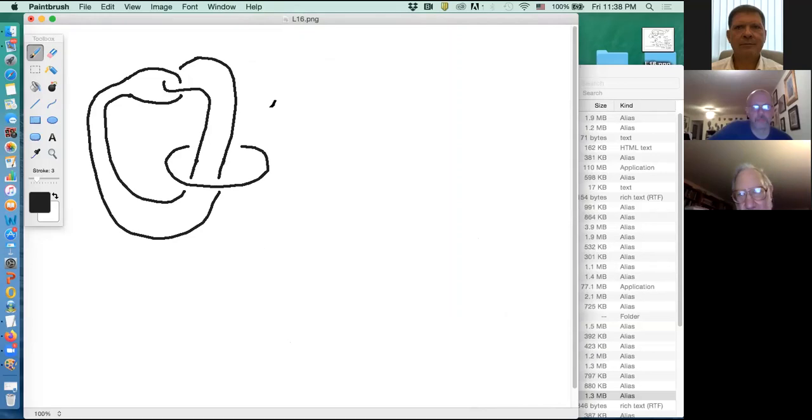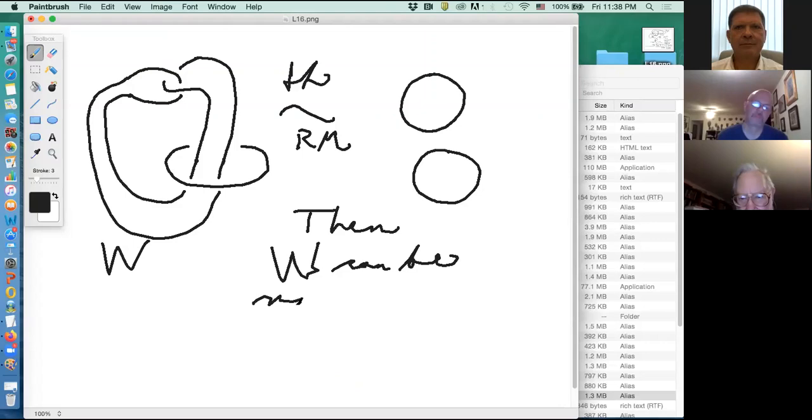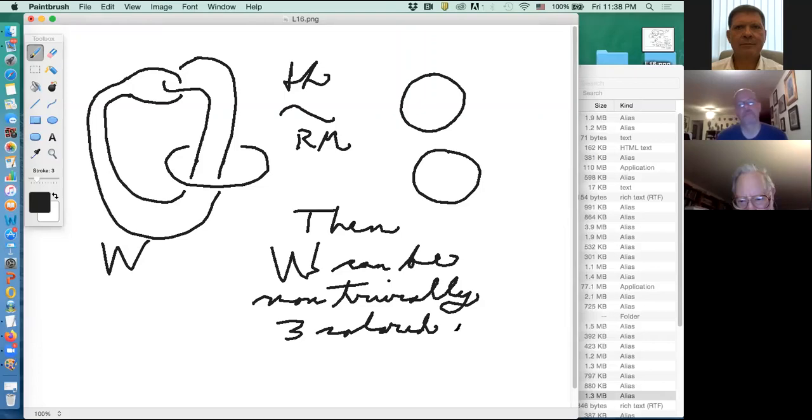If this was equivalent by Reidemeister moves to the unlink, then W can be non-trivially recolored. Do you see it? Why?